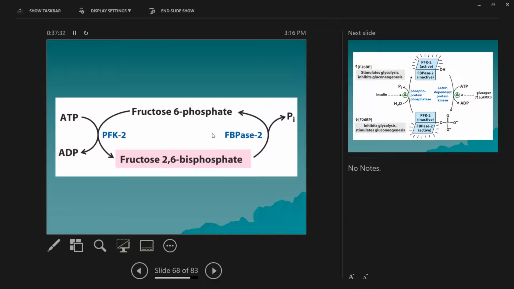If you clone this gene so that you only make this polypeptide or only make that one, they're active as monomers. They're active on their own. They're just not regulated.